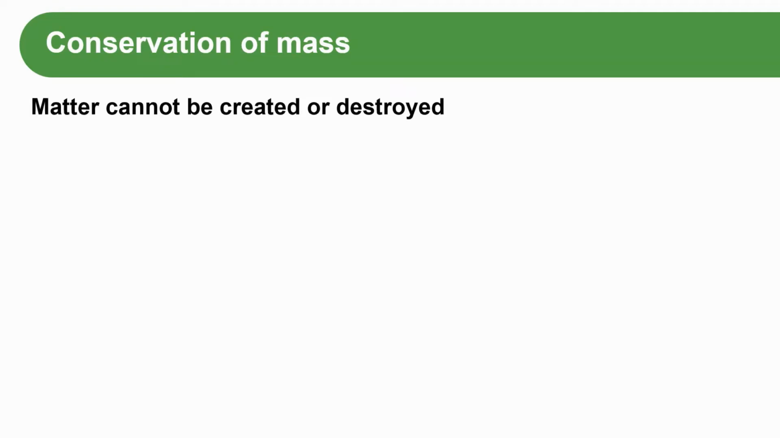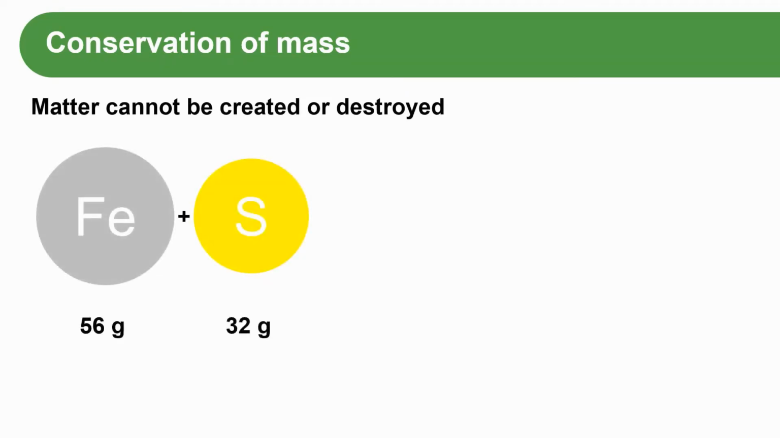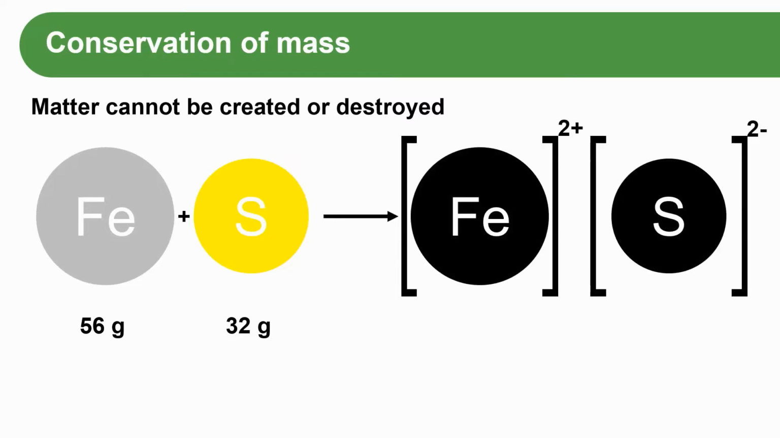Whenever we talk about calculations involving chemical reactions, the first thing to note is the conservation of mass. According to conservation of mass, matter cannot be created or destroyed. So let's say I have 56 grams of iron reacting with 32 grams of sulfur. The product produced, iron sulfide, must be 88 grams. And when we convert all this to mole, we'll find that actually the ratio is 1 iron to 1 sulfur, producing 1 mole of iron sulfide.